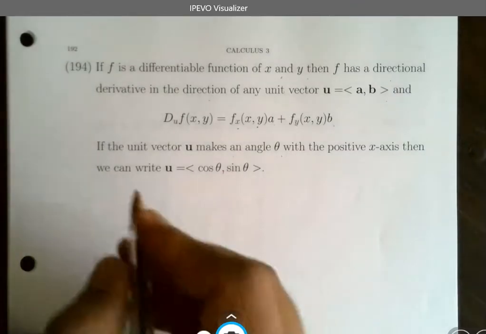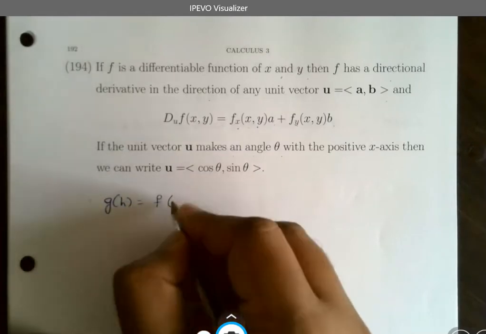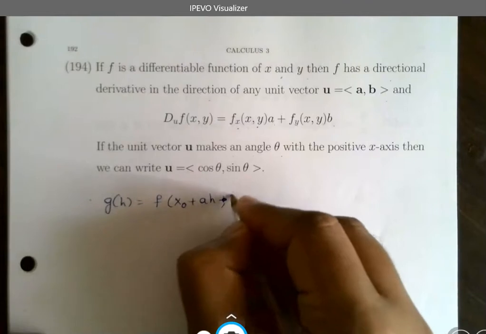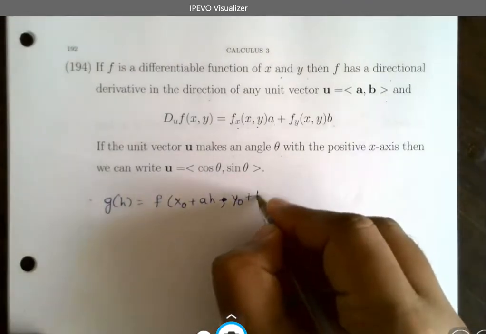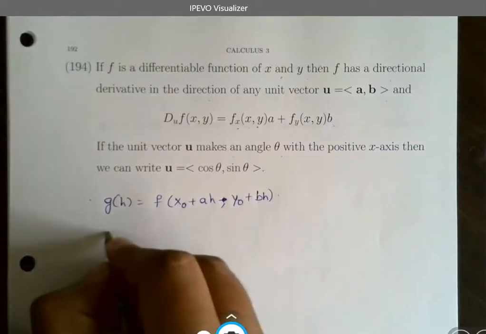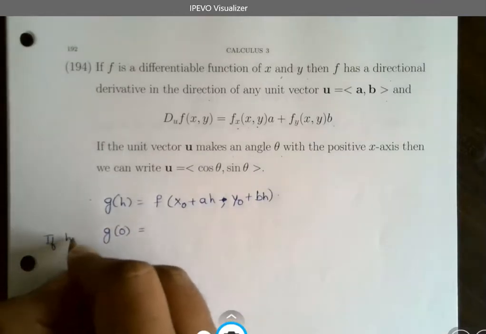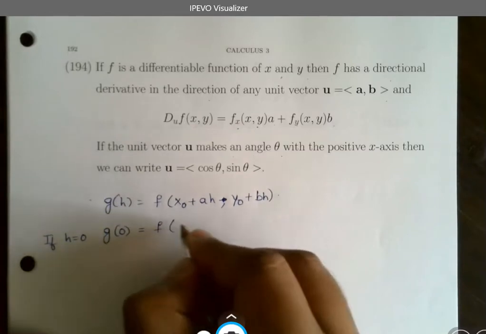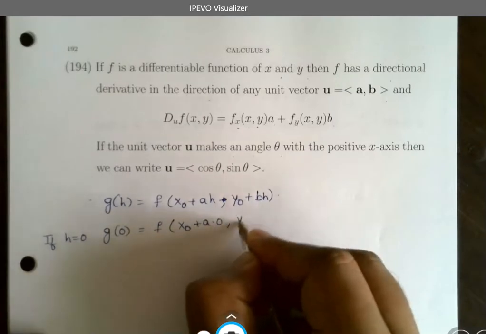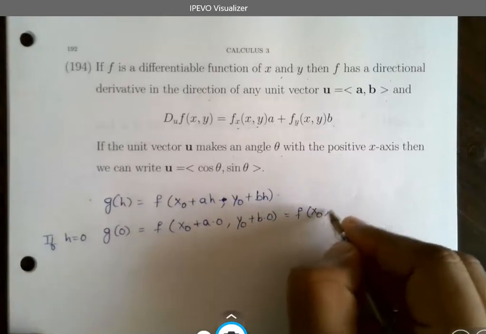Let's define a function g of h as f of x naught plus ah, y naught plus bh. Now, if I want to find g of 0, that means I'm substituting h equals 0. If h is 0, then g of 0 would be f of x naught plus a times 0, y naught plus b times 0. So that's going to be f of x naught, y naught.